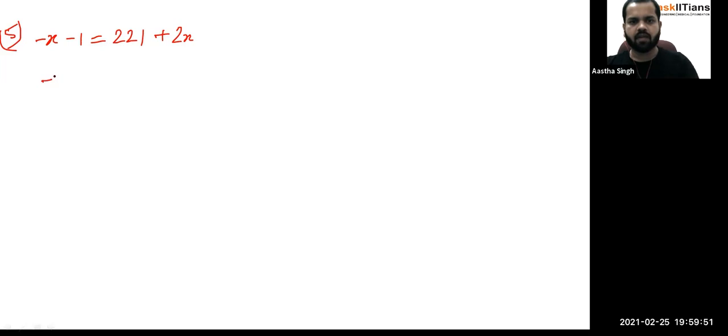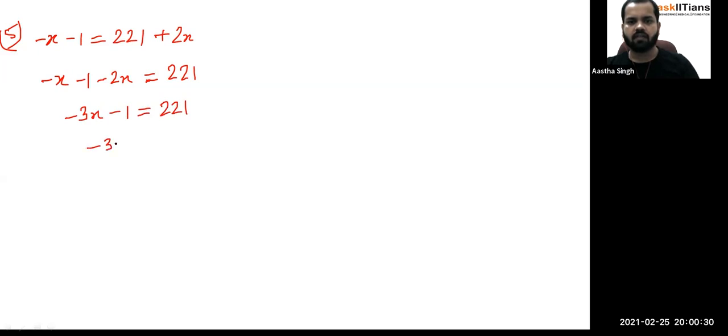So you will write your minus x minus 1. Your plus 2x will go to another side and it will become minus 2x. Because you know whenever any one quantity goes to another side, its sign changes. Your plus will change to negative, your negative will change to plus, your multiplication will change to division, right? Will be equal to 221. So minus 2x and minus x will add to minus 3x, minus 3x minus 1 is equal to 221, right?